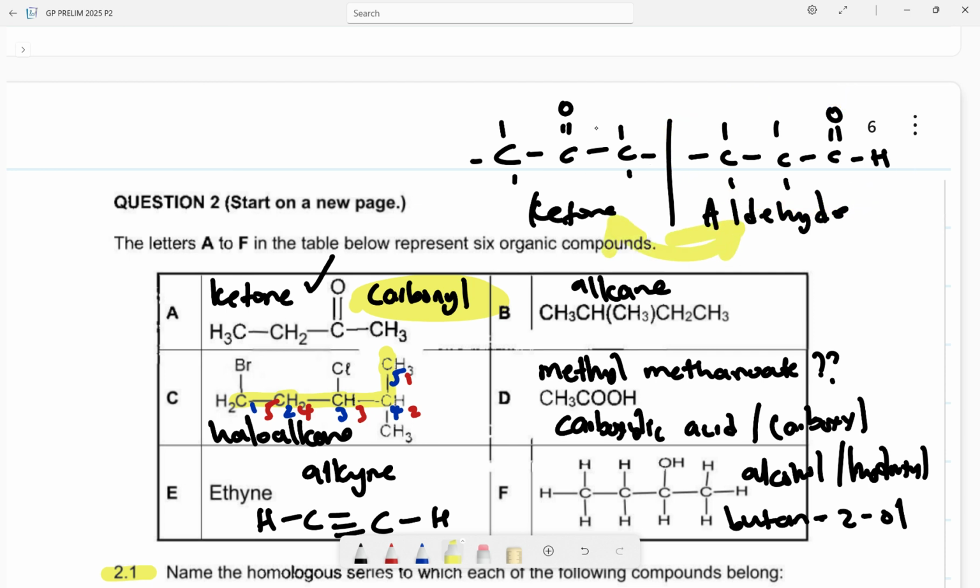Why? Because when I change this double bond O here to the first position, it's no longer a ketone. It's now an aldehyde. So hence it is not a positional isomer, but what? A functional isomer. If it was a positional isomer, it means if I put it here, I'd still call it a ketone. But no, it changes the name, the homologous series, all of it, to aldehyde. So yes, this is now the functional isomer of what? Of ketone.